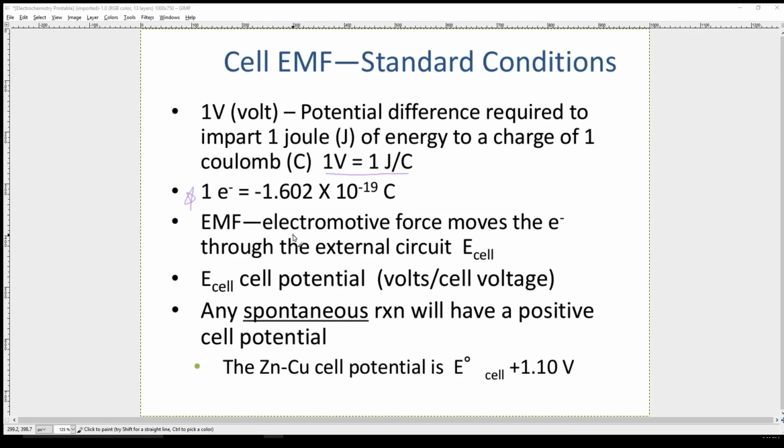And EMF, again, stands for electromotive force. This is what moves the electron through the external circuit. E cell is called the cell potential. That's really the key thing you want to get out of here. We're going to be calculating E cells, or cell potentials. You'd want to know that any spontaneous reaction will have a positive cell potential. So if it's going to be spontaneous, then the cell potential must be positive.